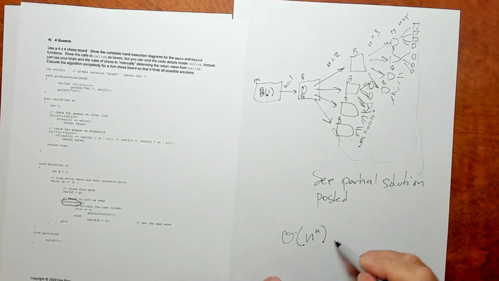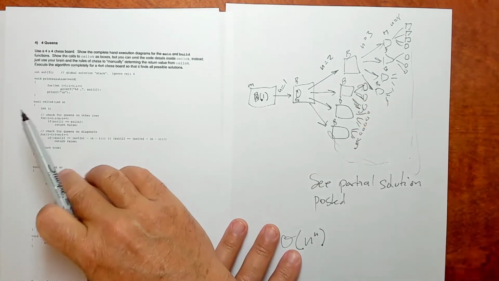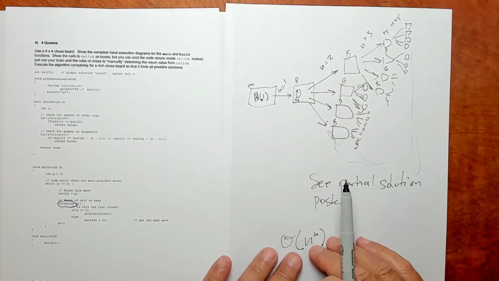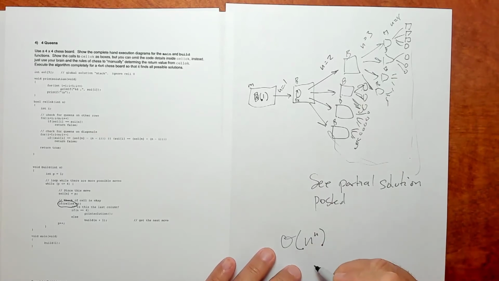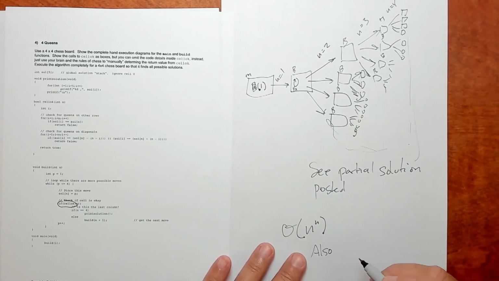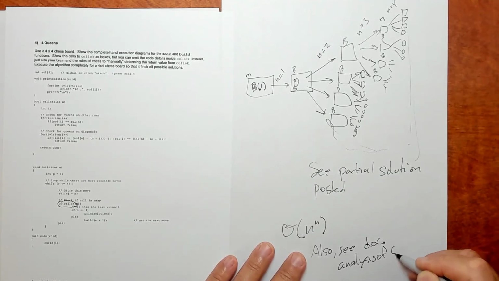And my main goal is just for you to translate this code into this thing, and then try to relate that to how that's big O of n to the n. It's good enough for the level of the class that we're at right now. Later on, as you go on in your education, they'll make you do harder stuff. But also, see the doc, the analysis of Queens, for extra info, really.